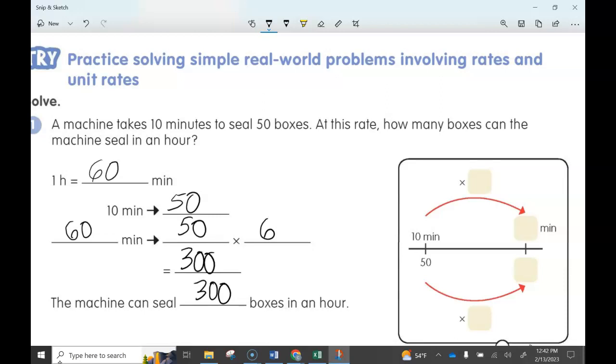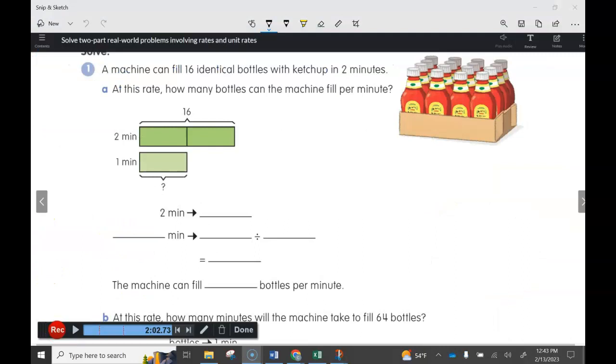Once again, even looking at the timeline over here, we have 10 minutes, multiplied by 6 gives us 60 minutes. So 10 minutes, 50 boxes, and since we multiplied the 10 minutes by 6 to get to 60, we multiply the 50 boxes by 6 again to get to 300. So in an hour, the machine can seal 300 boxes.